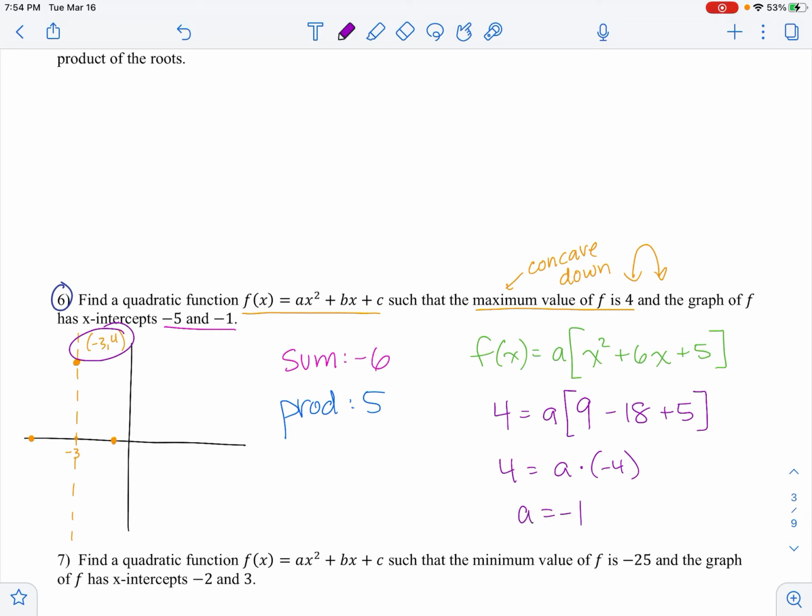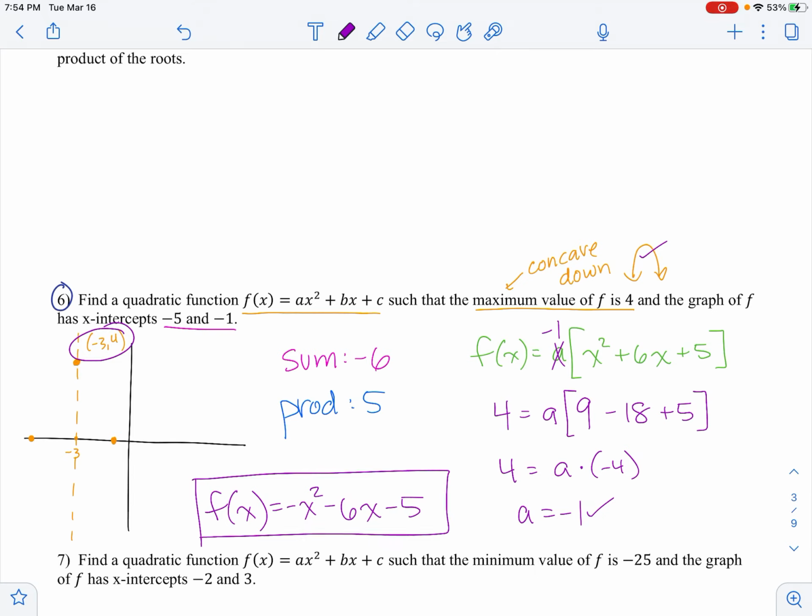Taking that step back, my self-check does in fact work because opening down means that I have a negative A value. We're not done. We want to plug in that A value and then we want to distribute it to get our nice final quadratic function. F of x is equal to -x squared. I distribute my -1 to get -6x. I distribute to get -5, and there we go.